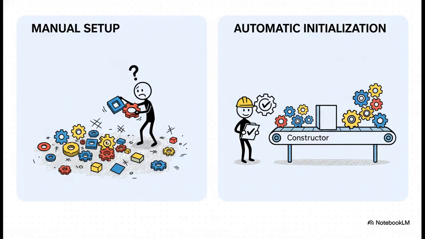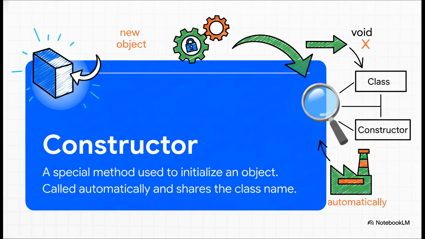Without a proper setup plan, you're stuck initializing your object one piece at a time manually. It's tedious, and worse, it's so easy to forget a step and create a broken object. But with a constructor, that setup is completely automatic. It's like having a foreman on an assembly line who makes sure every single item is built perfectly to spec right from the start. So what in the world is a constructor?